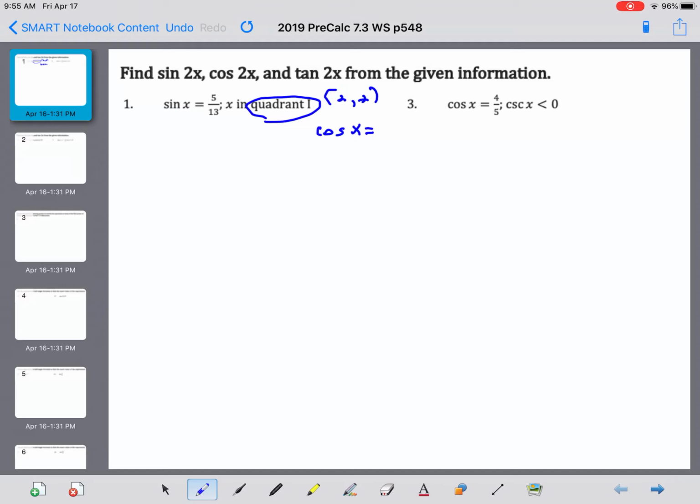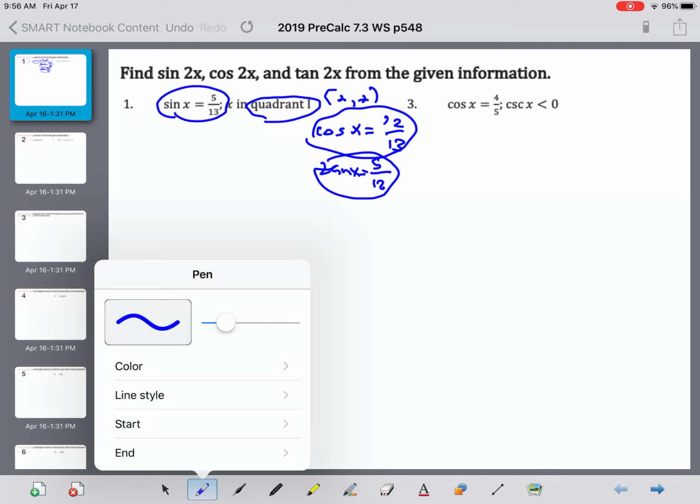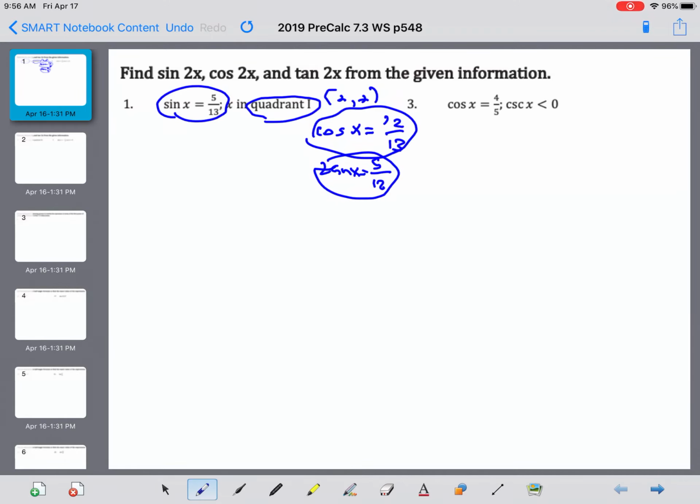And again, using Pythagorean triple work, this is going to be 12 over 13. And then the tangent of this particular angle is going to be 5 over 12 using sine over cosine. So we're going to use this fact, and this fact with these next parts of this problem here. Okay, now moving on here.